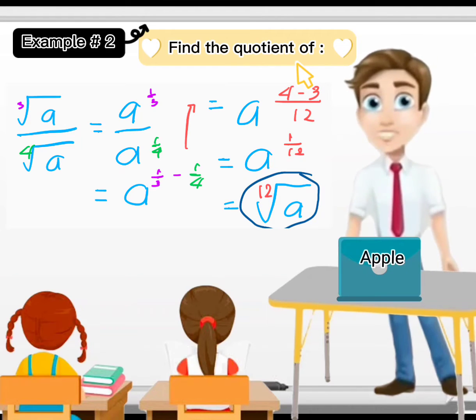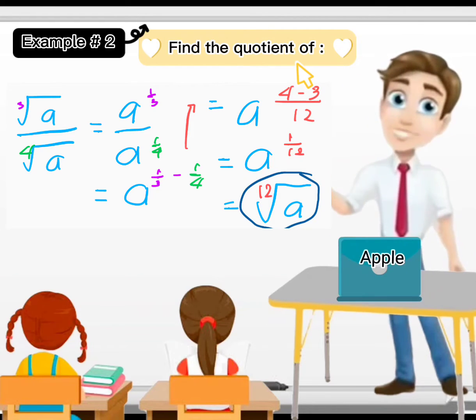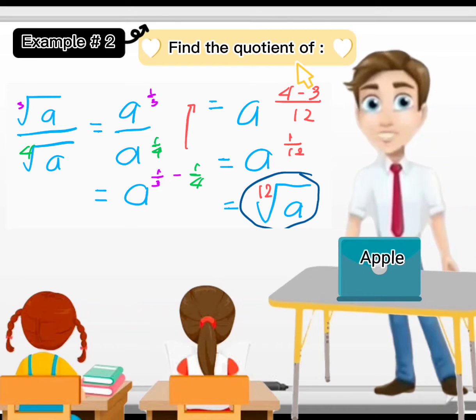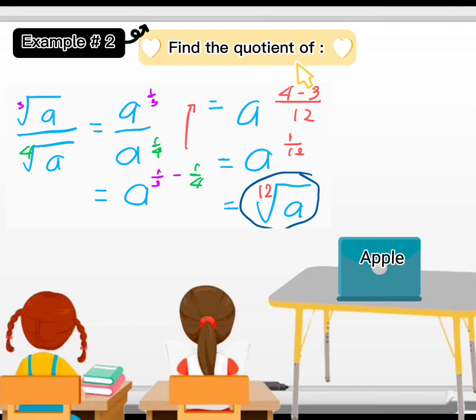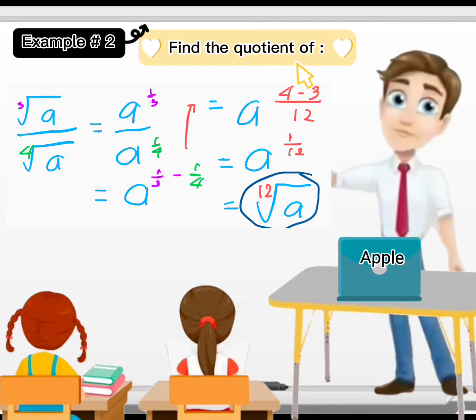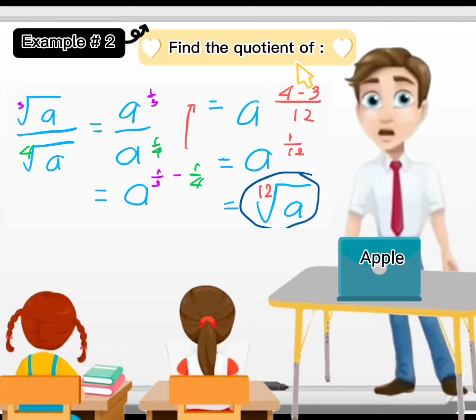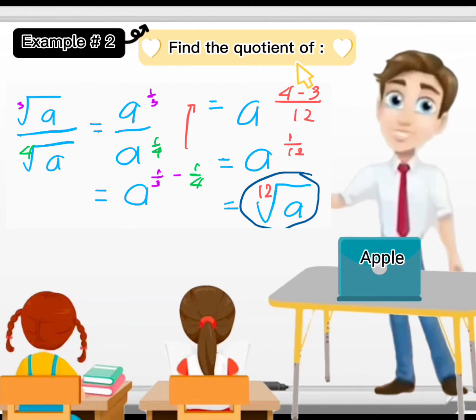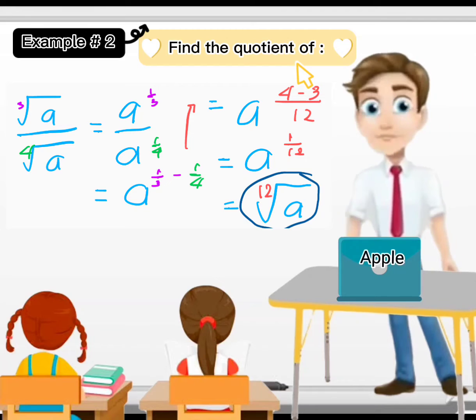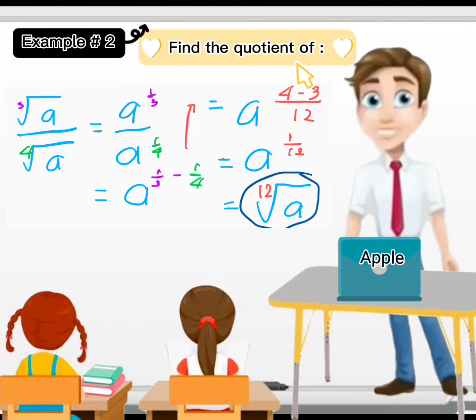and that's the time that we are going to rewrite it again in the radical form. So remember, the denominator of the exponent is our index, and the numerator will be the exponent in our radicand. So therefore, the final answer is the 12th root of a raised to 1, or simply the 12th root of a.